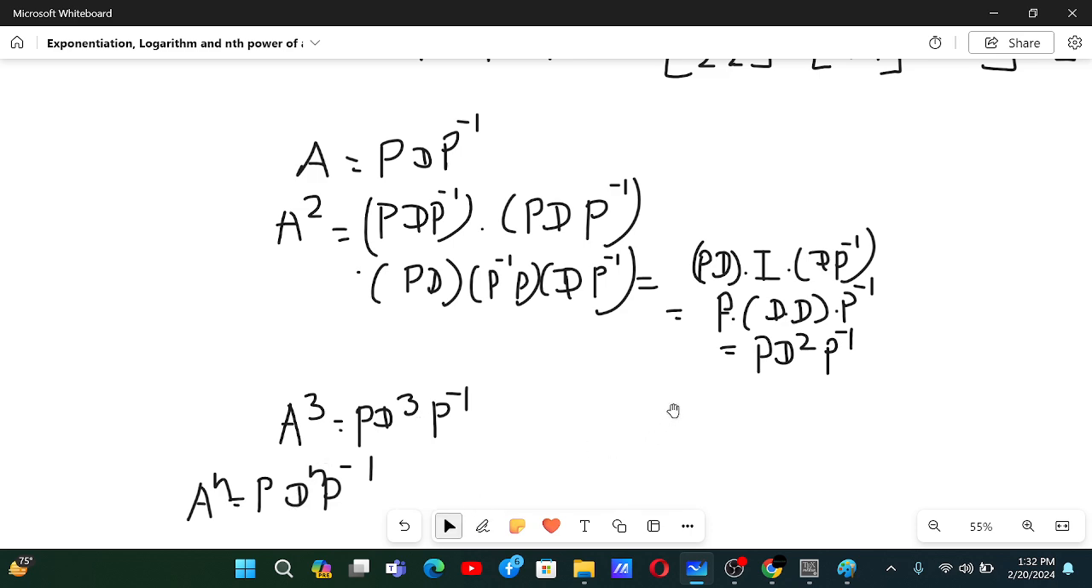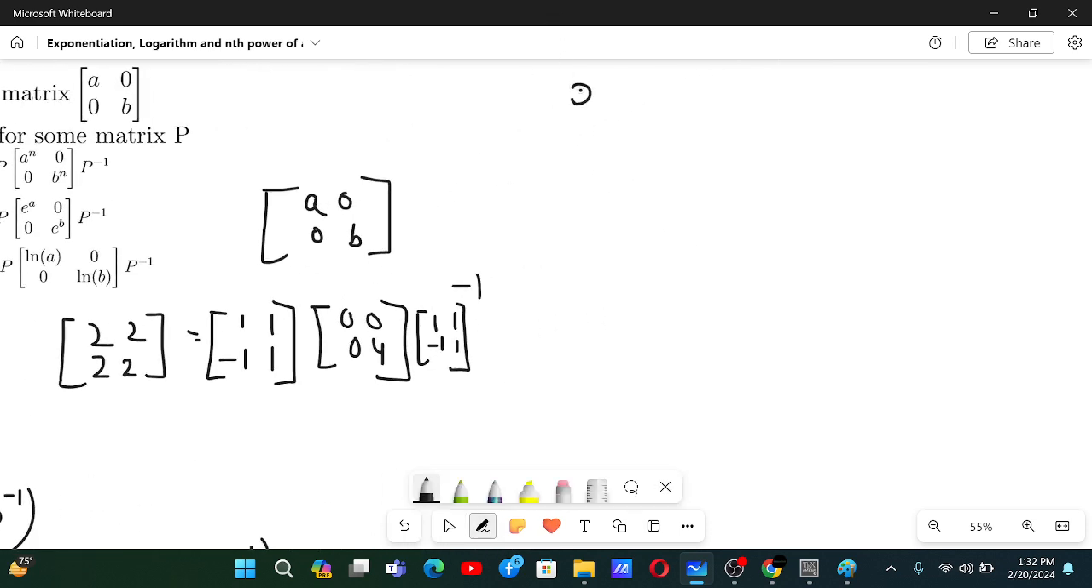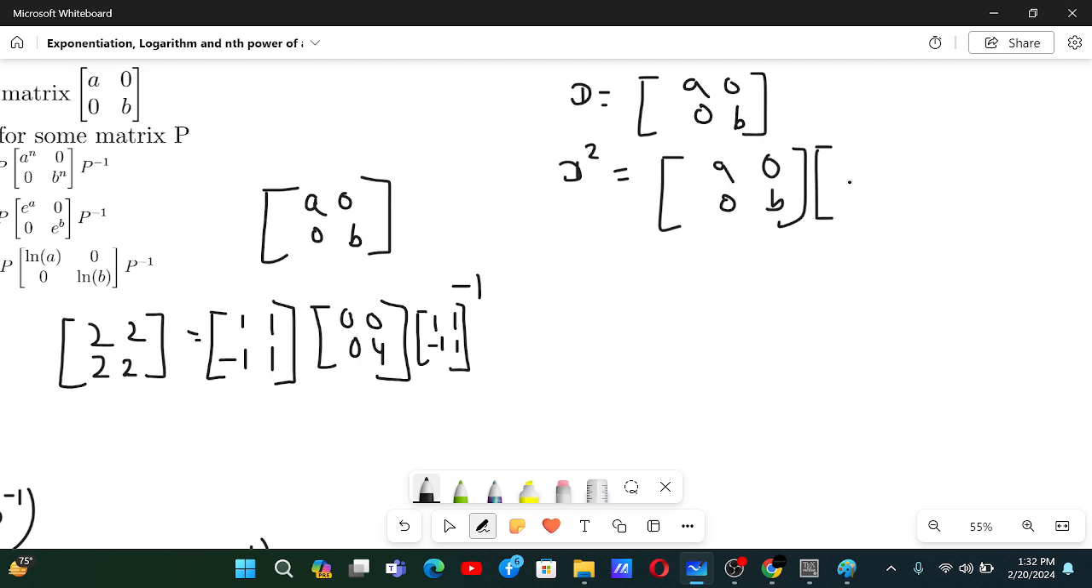But the thing over here is, finding D to the power n is actually easy because our diagonal matrix is in the form [a, 0; 0, b]. Now if you want to find, let's say, D square, this is easier. I will show you how. If you try to multiply, what you get is a square plus 0, then a times 0 plus 0 times b, which is 0, then 0 times a plus b times 0, which is 0, and 0 times 0 plus b times b, which is b square.